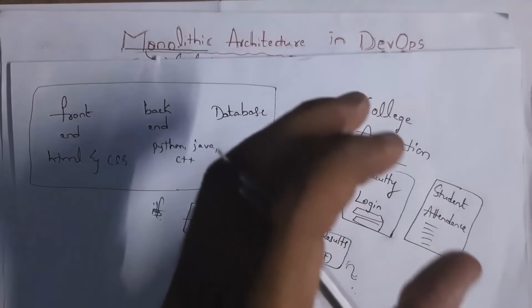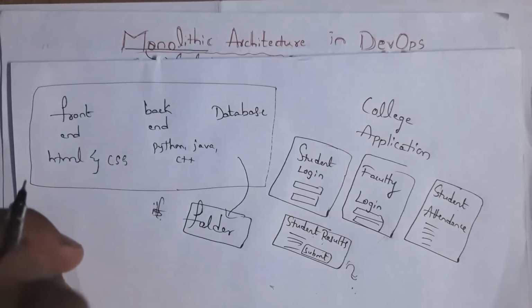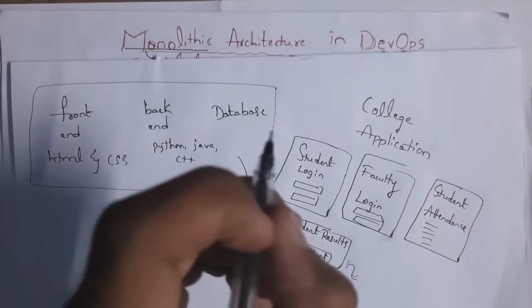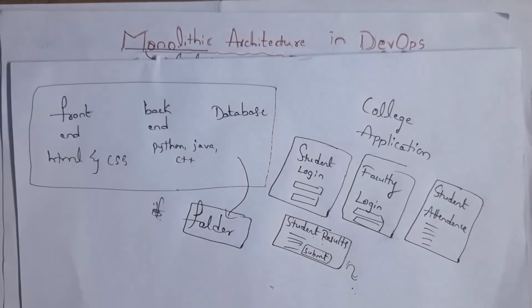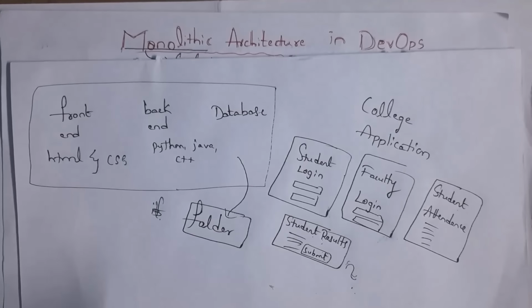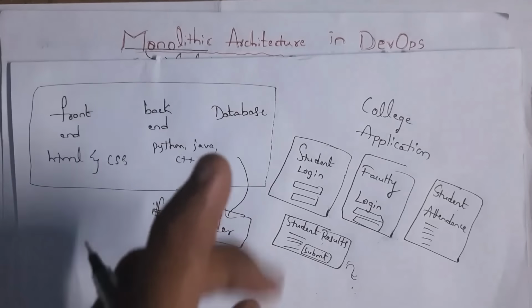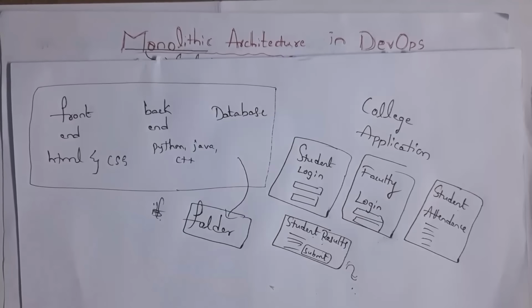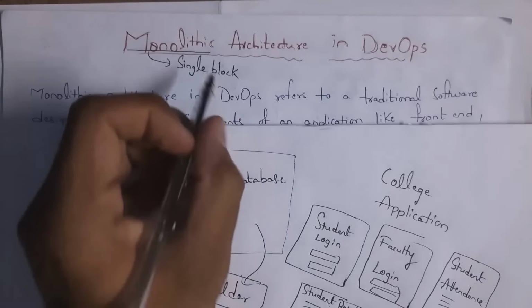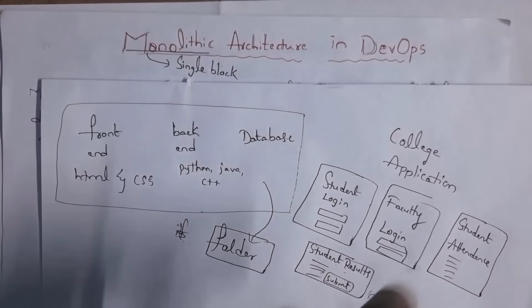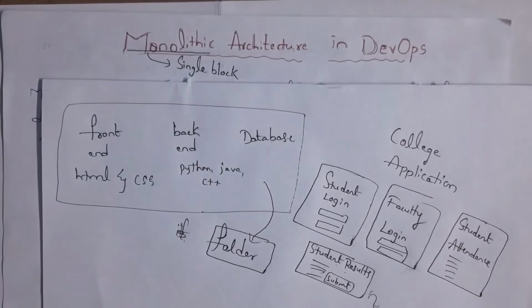Whenever you develop any application, if we store code related to front end, back end, and as well as database in one place, then we call it monolithic architecture. For example, I created a college application. In that college application, I stored code related to front end, back end, and as well as database in one single folder. Then we call it monolithic architecture. The name itself says monolithic means single block, that is storing all these components in one single place.